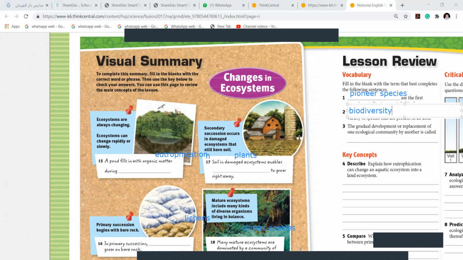Question number 3, gradual development. I told you any development or replacement, that is nothing but succession. The word development, gradual, it's not that quick. Even primary succession takes time. Even secondary succession takes at least a year or some months. So that's called succession. Someone says successions and some say succession. Okay?